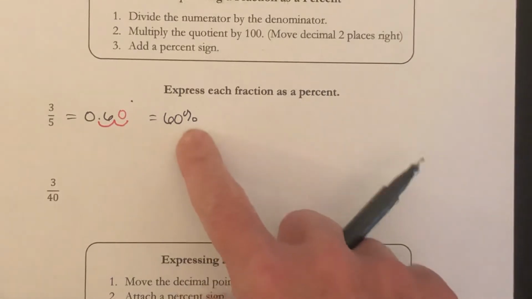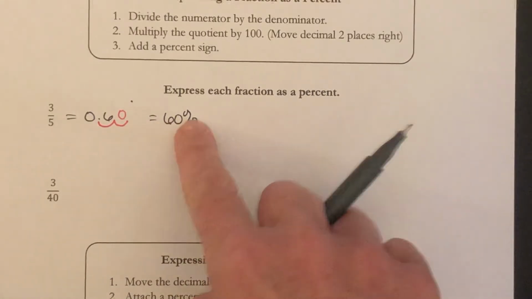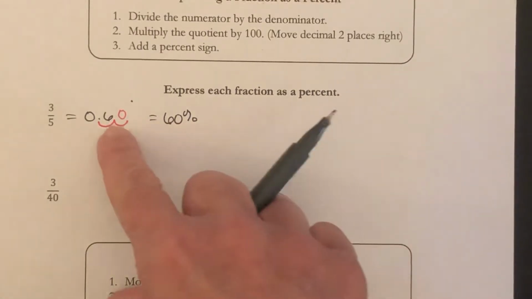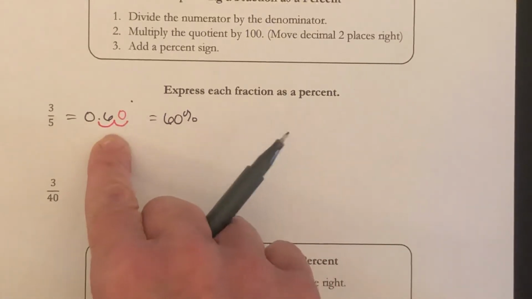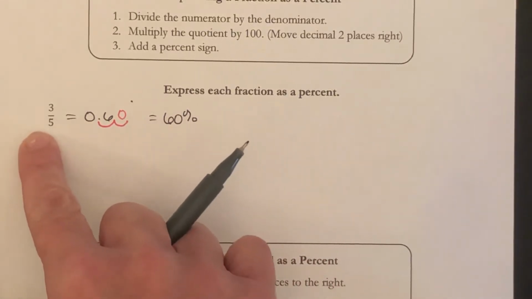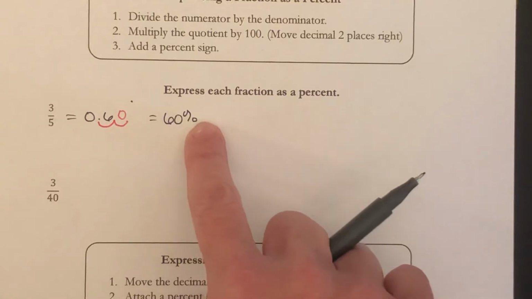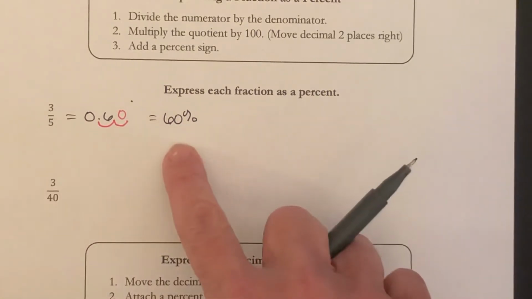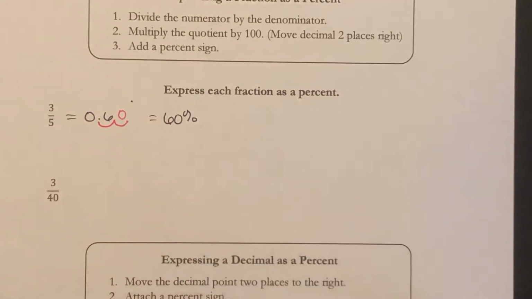It is important that you have the percent sign, because this number, 60 with the percentage sign, is the same thing as 0.6, is the same thing as 3/5. If we leave off the percentage sign, then we're saying that 3/5 equals 60, which is definitely not true.